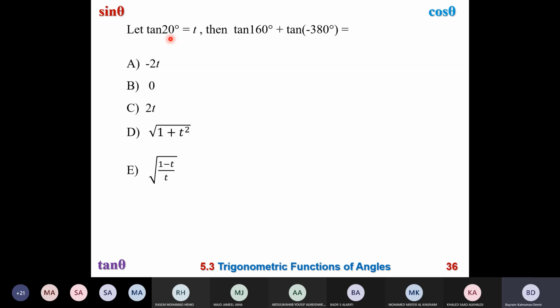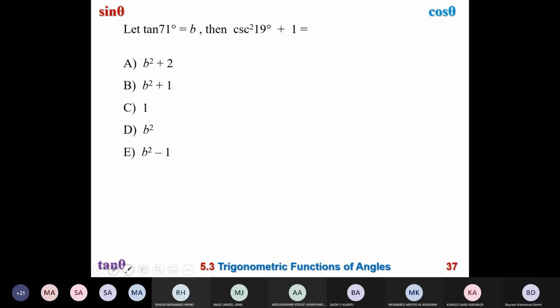So tangent 20 is t. You see the same game, just a similar game. What is tangent 160 plus tangent negative 380? Find the reference and the coterminal angles. The correct answer is A. So I'm telling you the answer, please you do it.